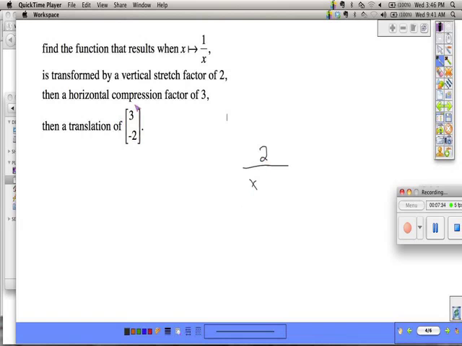We can also look at the fact that we have a horizontal compression. We know that inside the parent function we'll have to be multiplying by 3, so that means that we're going to have a 3 down in the denominator.